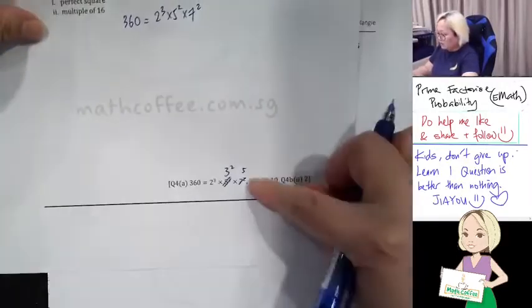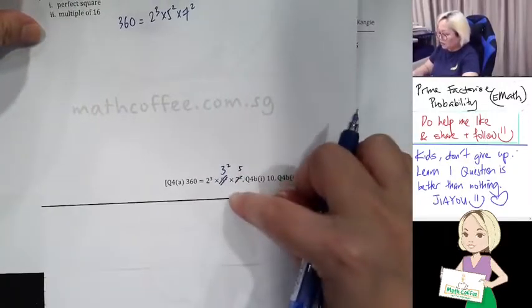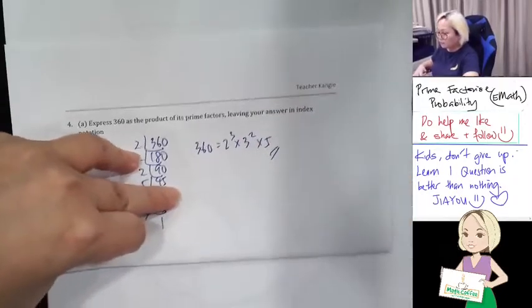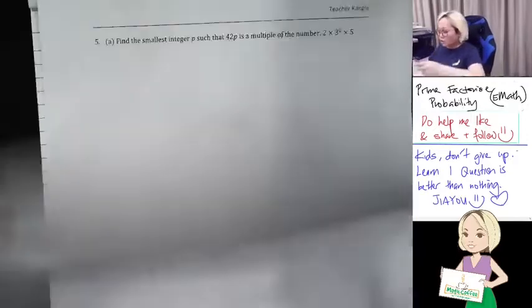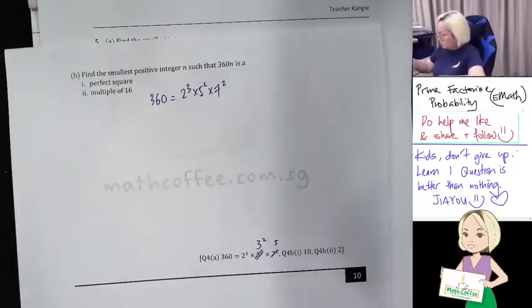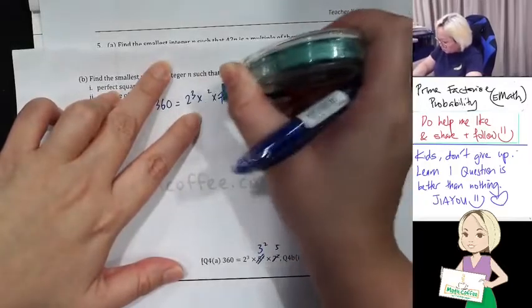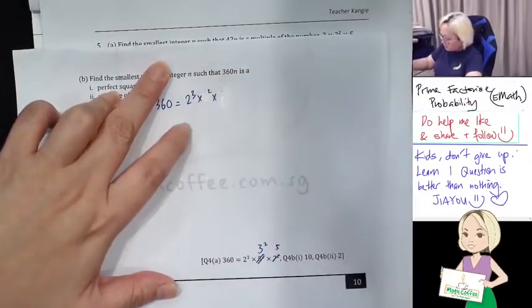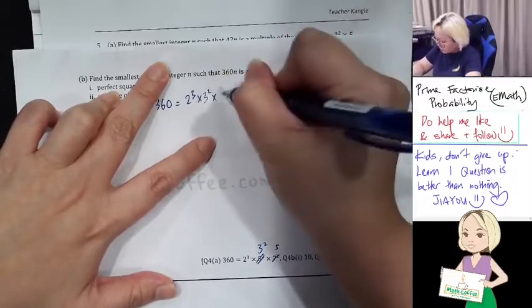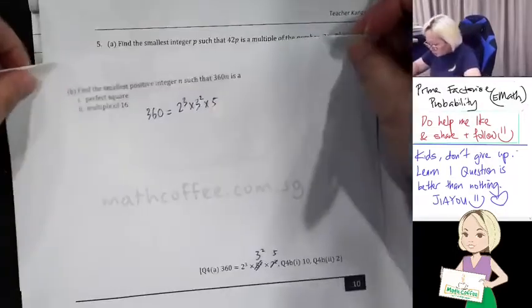Okay, Sam, take note, the answer for this one is wrong. So this one, you should go and follow this one. Okay, so I'm going to list down. So this one is wrong already. I have to copy 2^3, 3^2, and 5. Correct, right? 2^3, 3^2, and 5.